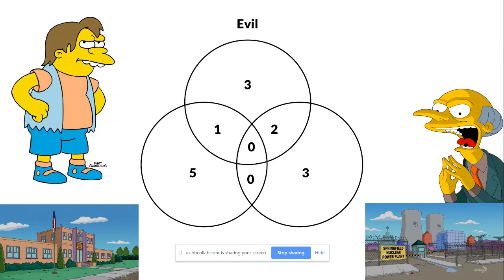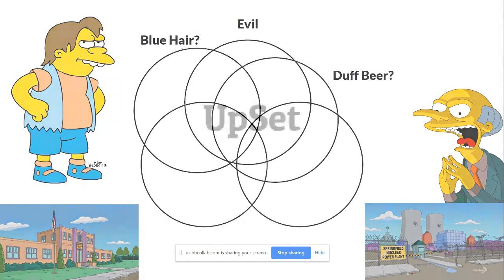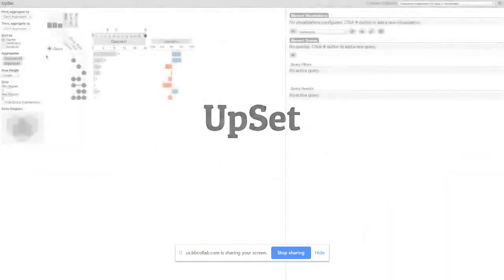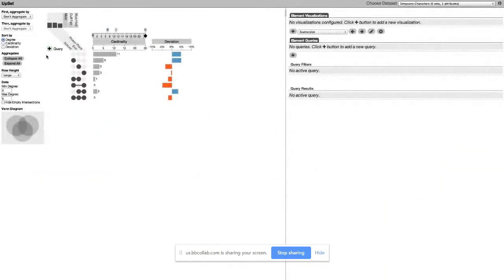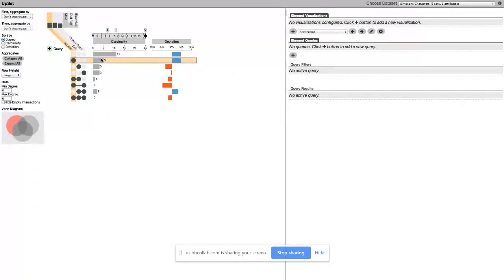What if I also want to learn about whether the characters have blue hair or like Duff beer? To do this kind of analysis, we have developed UpSet. UpSet uses a matrix to identify the segments of a Venn diagram. Each set is in a column. Each intersection is in a row. You can see the corresponding segments by hovering over the row.